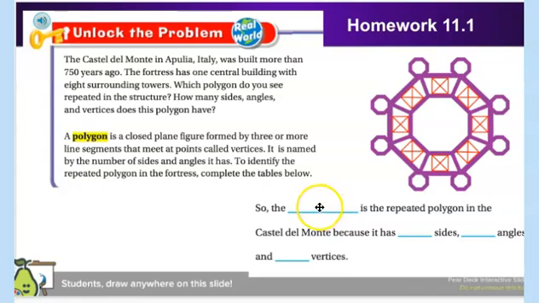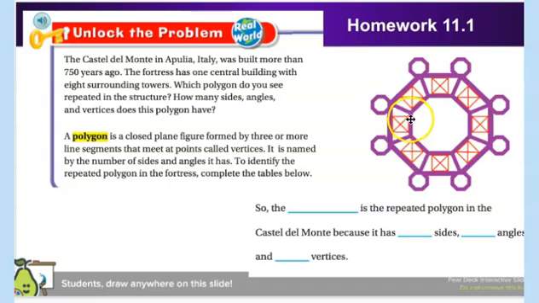So there's a couple other shapes if you notice. There's squares, there's triangles. I mean, you can get pretty complicated. And look, 1, 2, 3, 4. You actually also have a quadrilateral in there too. But I think it's looking for the larger one. And it says, what shape is repeated? The octagon is a repeated polygon in the Castel del Monte because it has 8 sides, 8 angles, and 8 vertices.